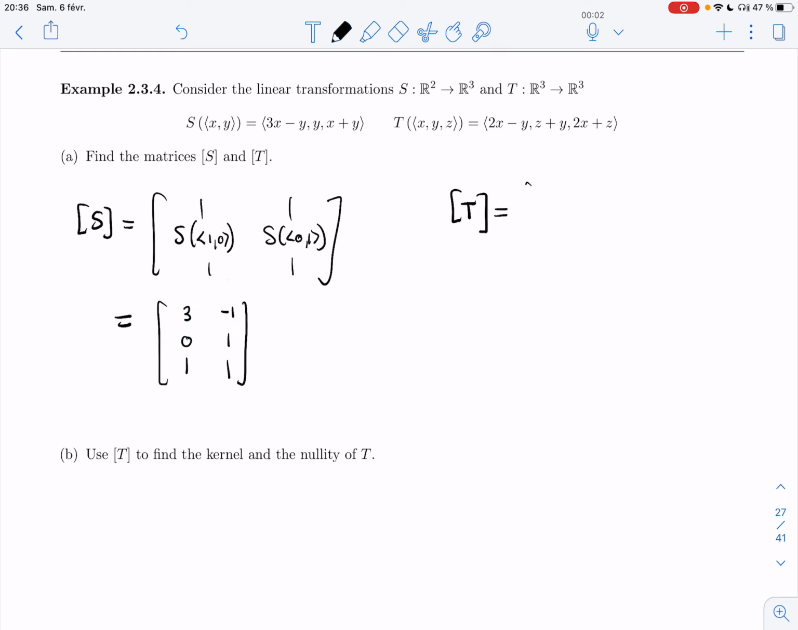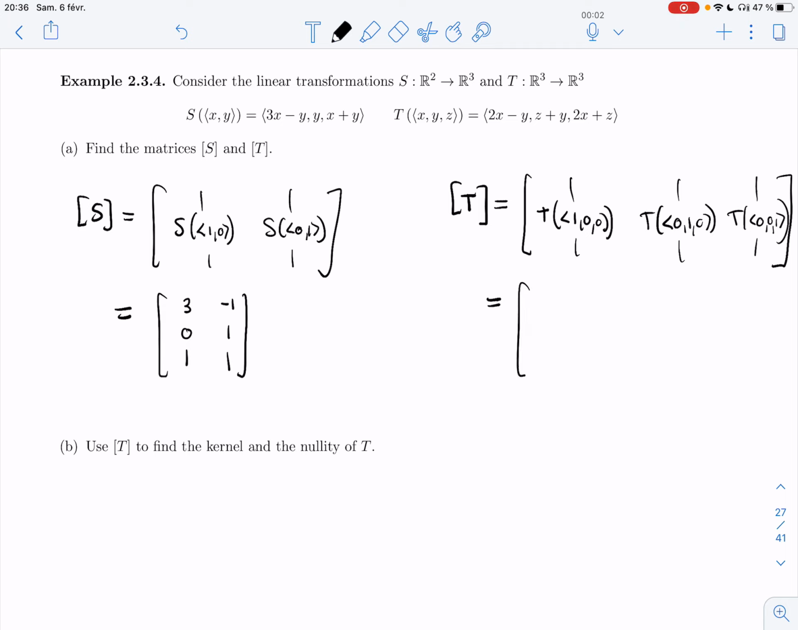All right, we do the same thing for T, but of course now T is from R3, so we have 3 basis vectors to check. If I apply it to (1, 0, 0), that's x equals 1, the other ones are 0, so I get 2, I get 0, and I get 2. The next one is y equals 1. I'll get -1, 1, 0. And the final one is z equals 1, so 0, 1, 1. All right, so there are my two matrices.